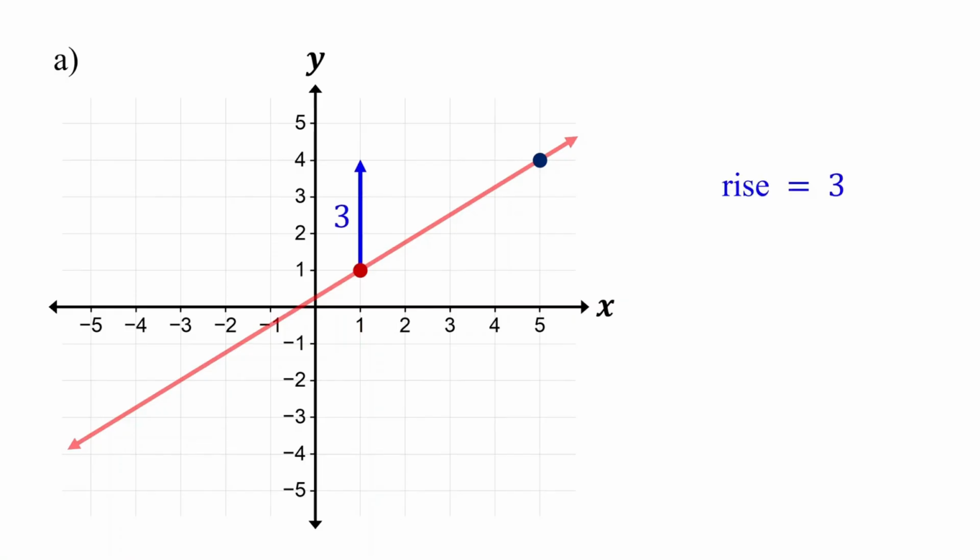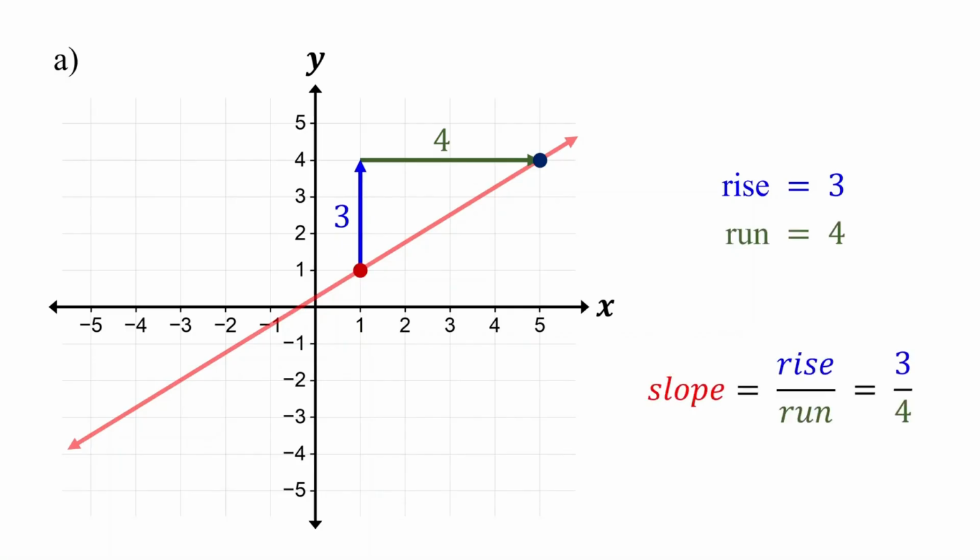Then, find the run. Start from where you left off and count how many units you move to the right to reach the point on the right. We move 4 units. So, the run is 4. Finally, find the slope by dividing the rise by the run. Notice that the slope is positive, meaning the line goes up as you move from left to right.